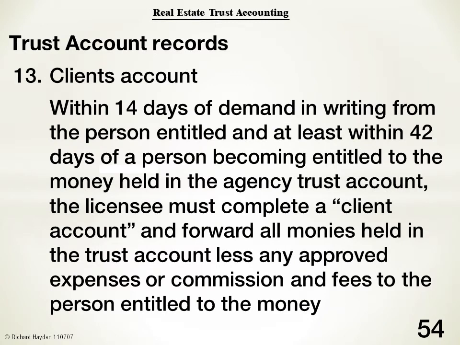Number 13, client's account. Within 14 days of demand in writing from the person entitled, and at least within 42 days of a person becoming entitled to the money held in the agency trust account, the licensee must complete a client account and forward all monies held in the trust account, less any approved expenses or commission and fees, to the person entitled to the money.